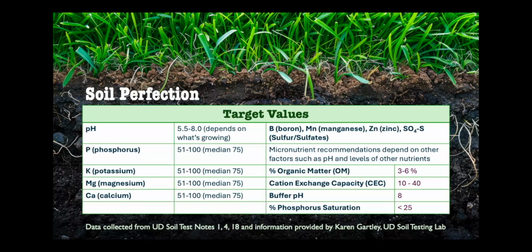Your buffer pH, like I said, 8 is the highest that you can get. And then your phosphorus saturation, try to keep it under 25, or look for it to be under 25. If it's too high, you definitely do not want to add more. Your plants won't be able to use it.